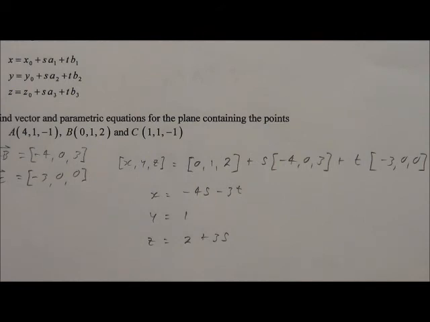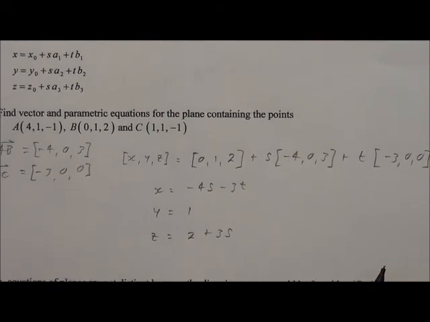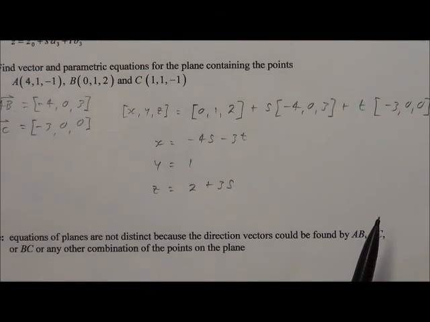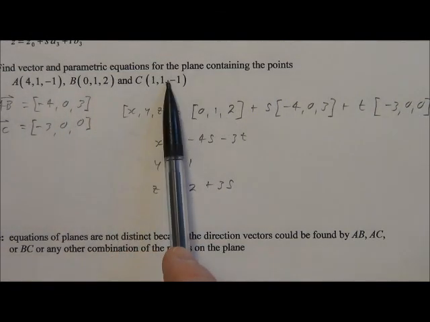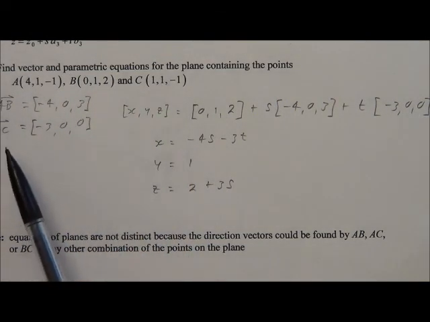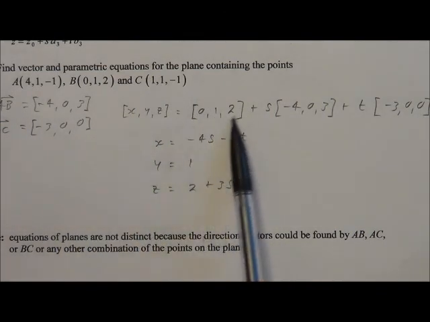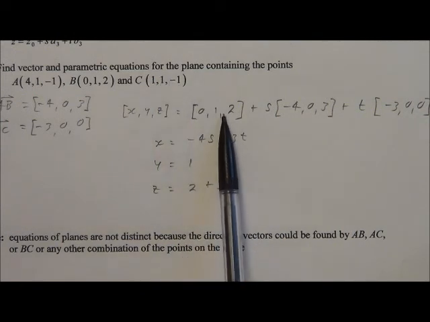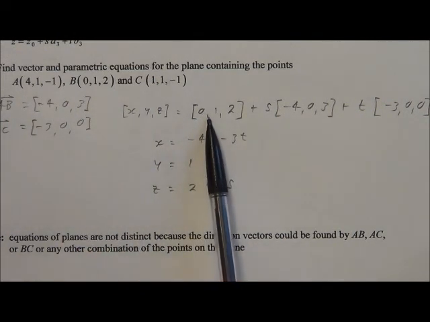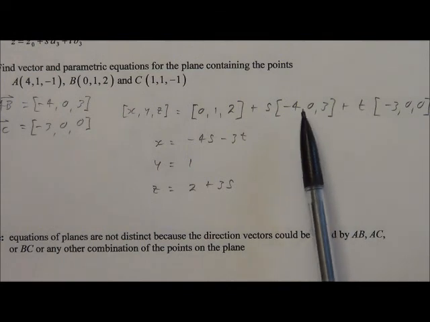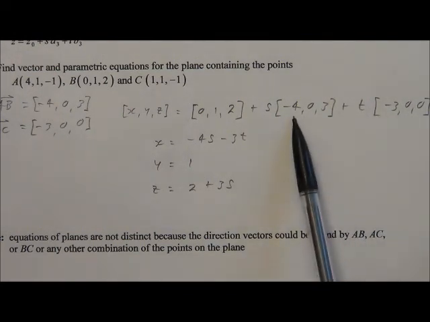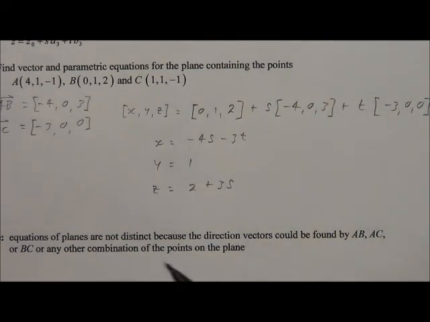Now, equations of planes, just like we saw with equations of lines, are not distinct because I could have used BA and BC for the direction vectors, or CB and CA. Doesn't really matter, and I could have used different points here. Instead of 0, 1, 2, I could have used 1, 1, negative 1, or 4, 1, negative 1 there. And also with the direction vectors, I could have used scalar multiples of these also. Okay, so just like lines, equations of planes are not distinct.